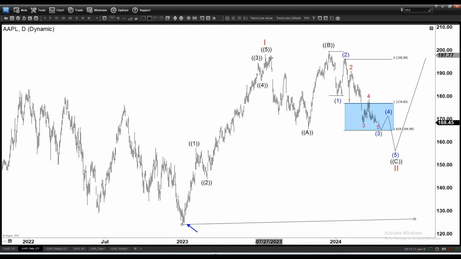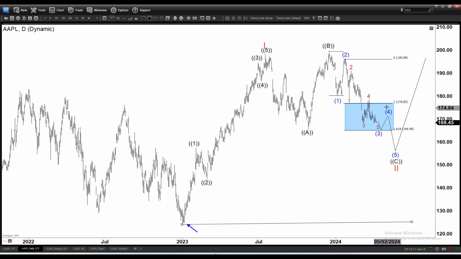But I think the question here is the structure here, right? This structure can either be an expanded flat, which then becomes a 5-wave down, or it could be like this. If this is the case, then we're going to have support relatively soon, turning higher quickly. If not, then we will have an extended pullback like this before turning higher. In either case, it is bullish against this low. But the difference is, if it is an expanded flat, we can see a bit more downside in Apple.